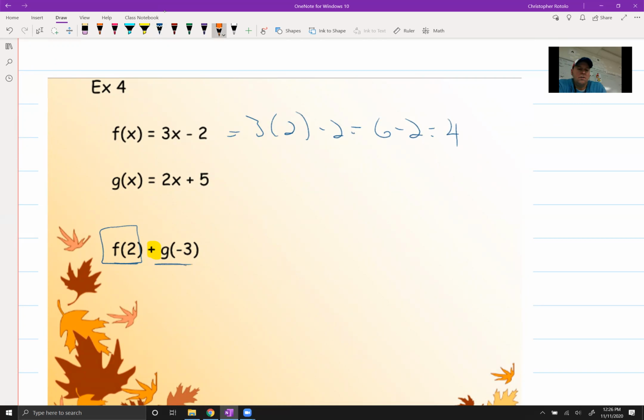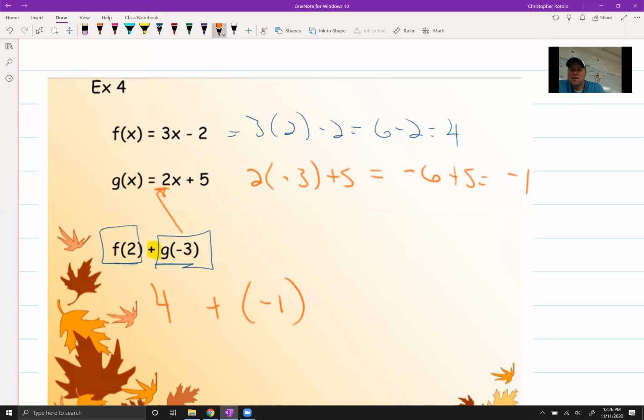All right, g of x, we're going to evaluate this one. 2 times negative 3 plus 5. So that's negative 6 plus 5. Well, that's negative 1. What am I supposed to do with these two answers? It says 4 plus negative 1. I want you to add the two answers together. So my final answer is 3.